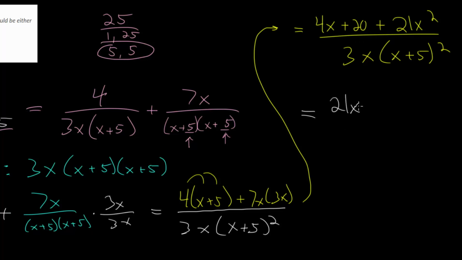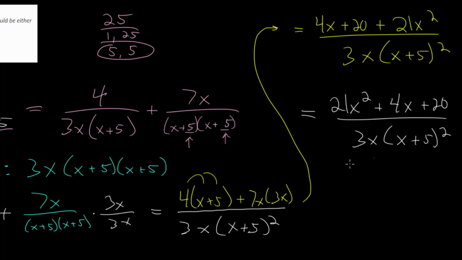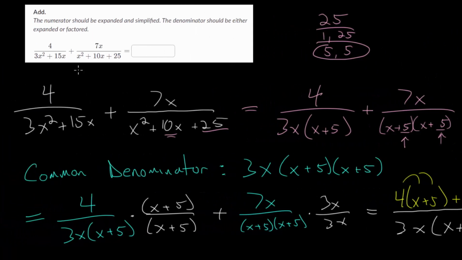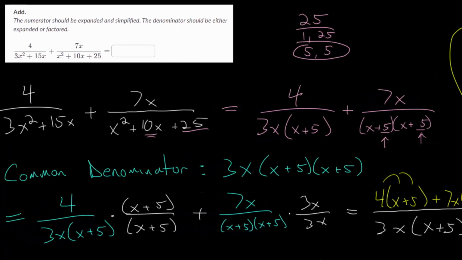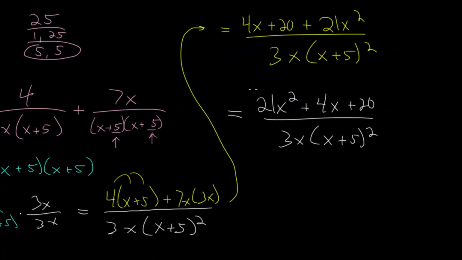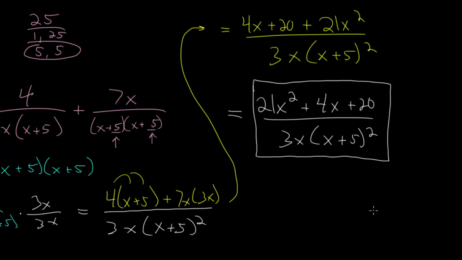So the highest power term goes first, 21x squared plus 4x plus 20, all divided by 3x times x plus 5 squared. So our original problem, where we're adding these two rational expressions, when they do come together, we get this simplified expression here.